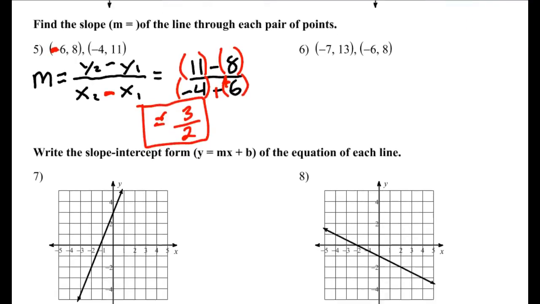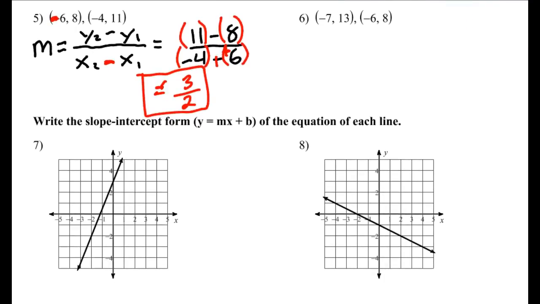You use this formula an awful lot. And the order doesn't matter. I could have done 8 minus 11 and -6 minus a -4, and I would get the same answer. It doesn't matter which one you call y1, y2, and so on. If I ask you to find the slope of the same 2 points, but I put them in a different order, it's still the same exact line, so you will get the same exact answer. The order is not important. You'll get the same slope regardless.